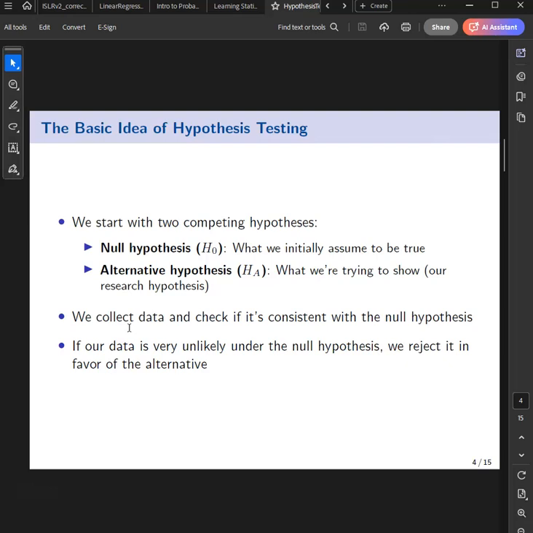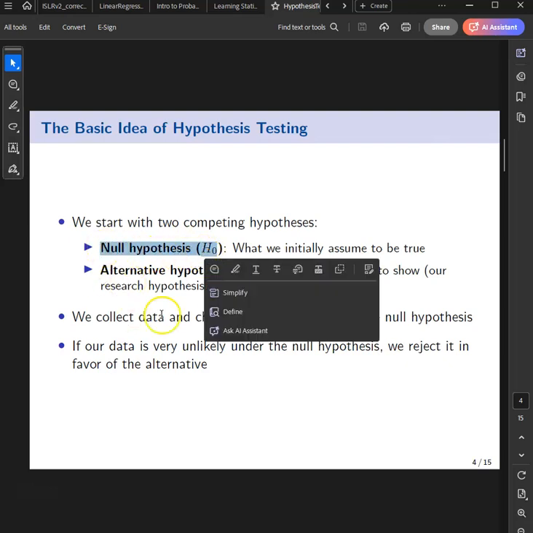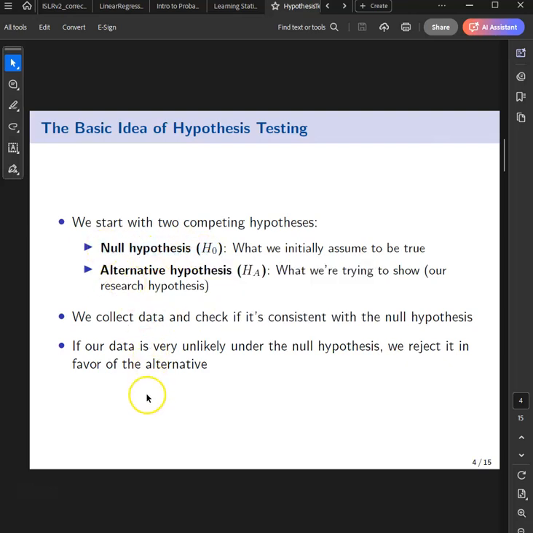So we always start with two competing hypotheses. First, we have the null, which we usually denote as H naught. This is what we initially assume to be true, often the status quo or the idea that nothing interesting is happening. Second, we have the alternate hypothesis labeled HA. This is usually what we are trying to show. This is our research hypothesis or the new idea that we want to support.